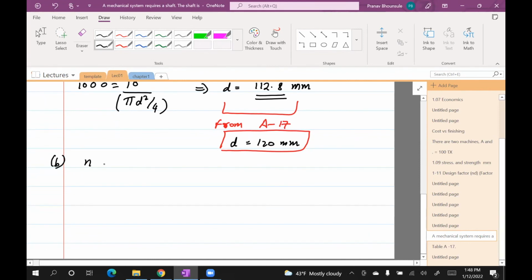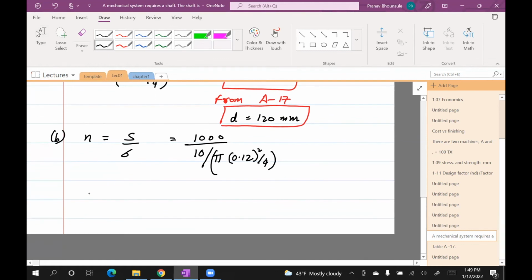So the factor of safety is now strength divided by stress, same definition. The strength is a material property. It won't change. It will be 1000. The stress in this case is the force divided by area. So force is 10 divided by the area, pi times diameter squared, so 0.12 squared divided by 4. If you do this calculation, what comes out is n equals 2.26.